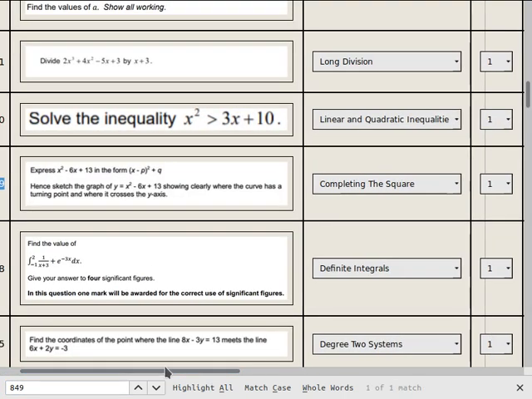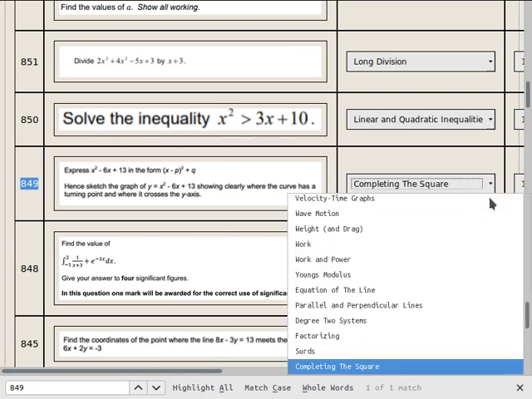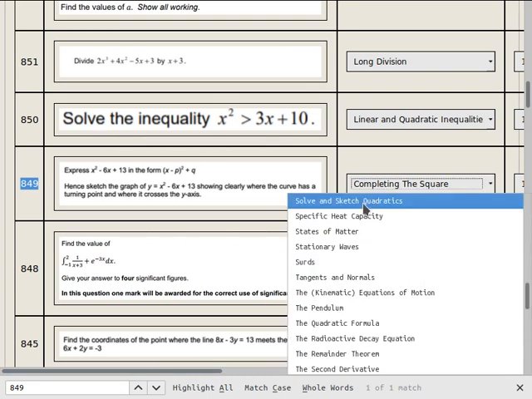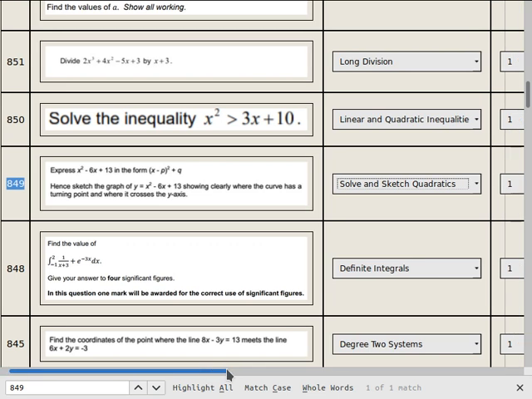Right, this one is solve and sketch. Solve and sketch quadratics.